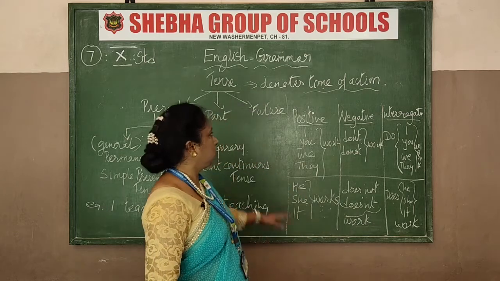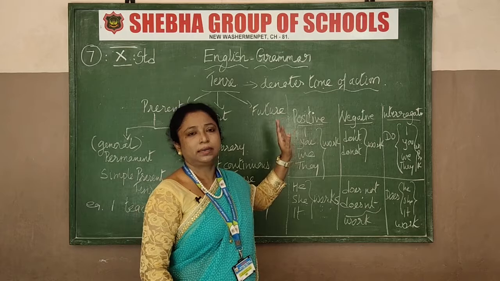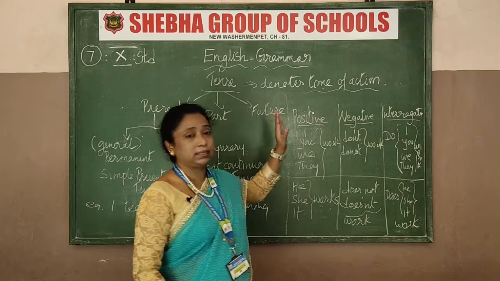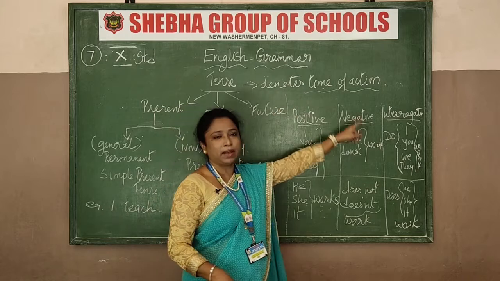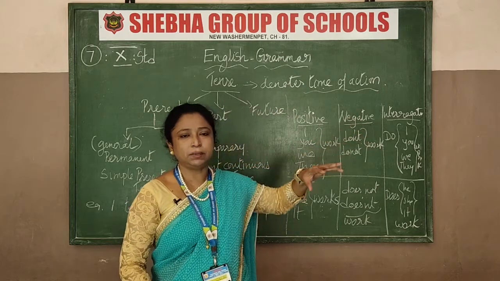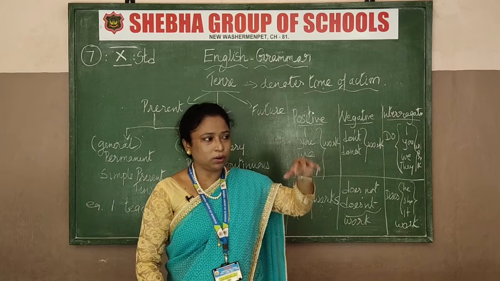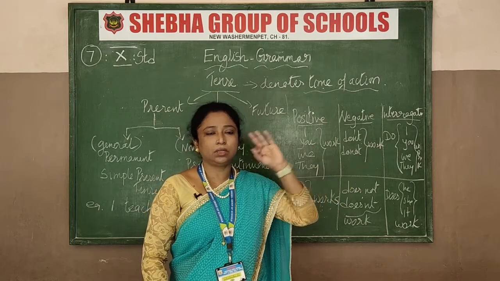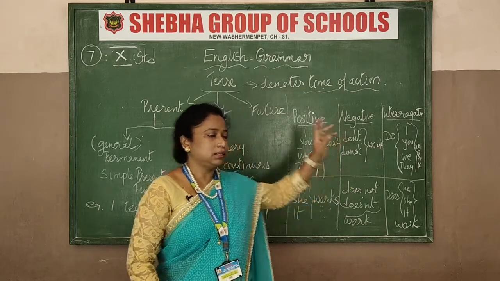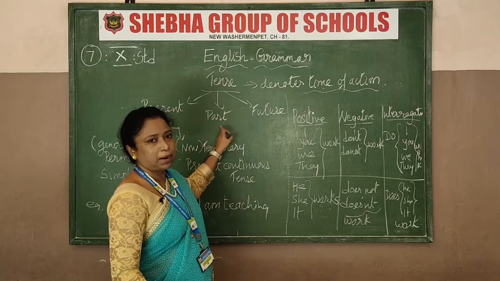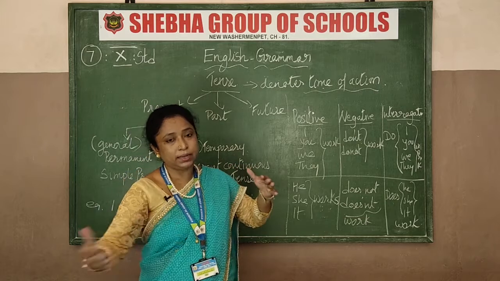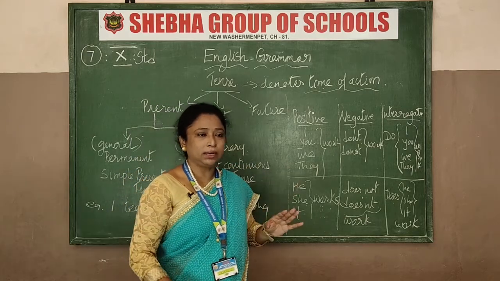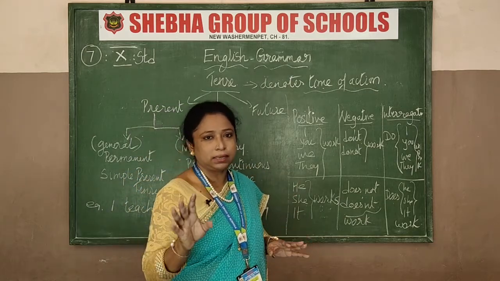Alright, so listen. Today's topic is tenses. What's the meaning of tense? Tense denotes time of action. When that action has been taken, is it in the present or in the past or the future? So tense is divided into three: present, past and future. These are the main. Under that there are so many categories. Today I'll be dealing only with present tense.